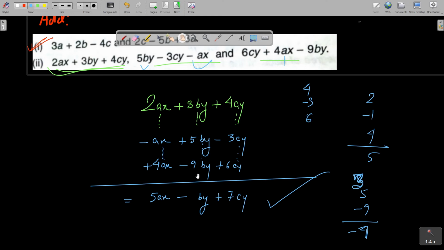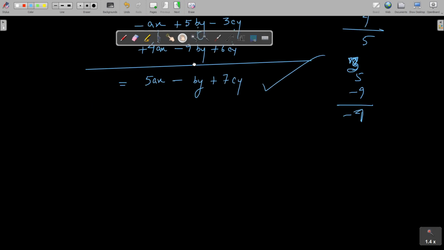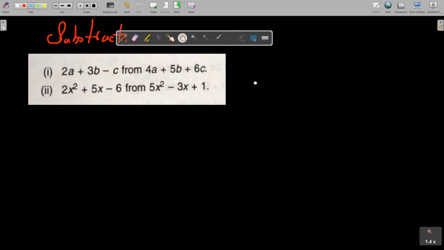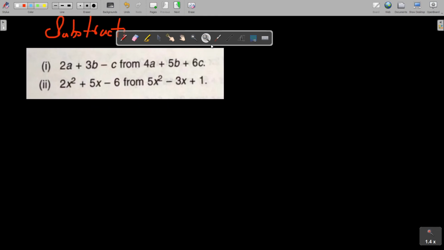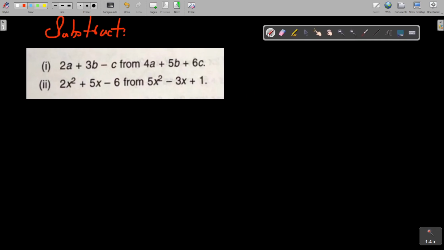Great. Now let's try equations of subtraction. We're going to use the same method, but it will be a little different. Let's start with this question. We need to subtract 2a plus 3b minus c from 4a plus 5b plus 6c. So we have to subtract from this. We're going to write that first. So we'll write 4a. Let's start with the row method first.